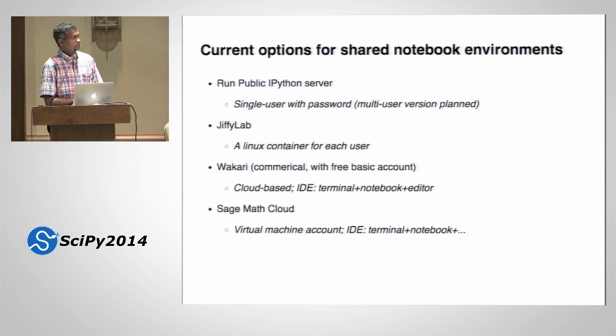So what are the current options? You can run a public IPython server, but it's only a single user with the same file system at the moment, although I believe that's going to change soon. There's some other options like JiffyLab. It was discussed earlier today. It uses a Linux container for each user. There's Bakari, there's commercial, but with free basic accounts. It's cloud-based IDE. And there's also Sage Math Cloud, which is probably the most sophisticated of the lot. It has a virtual machine accounts, and has terminals and notebooks and stuff like that. So these are the current options.